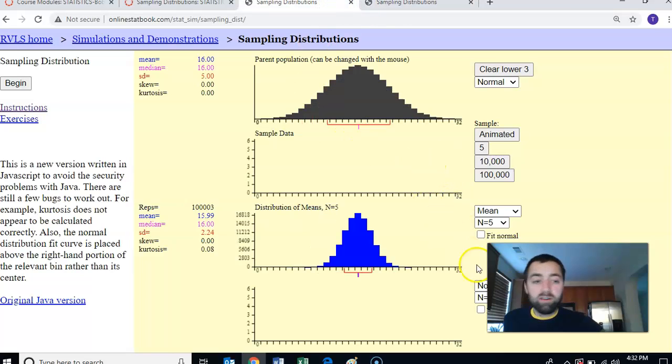So I'm going to go ahead and stop there. I have an assignment that will prod you to think more about sampling distributions, but we're going to go ahead and just stop the lecture right here.